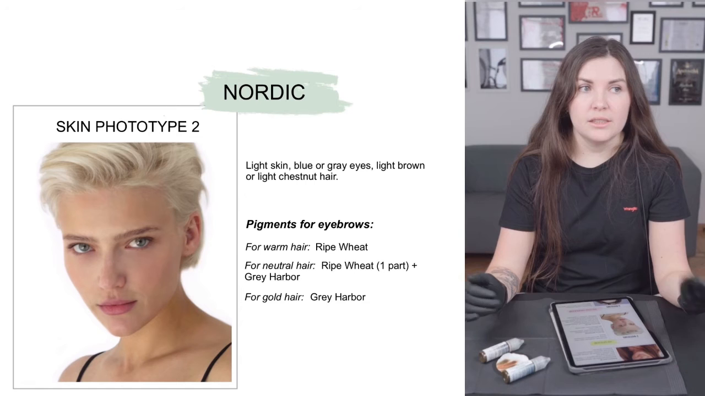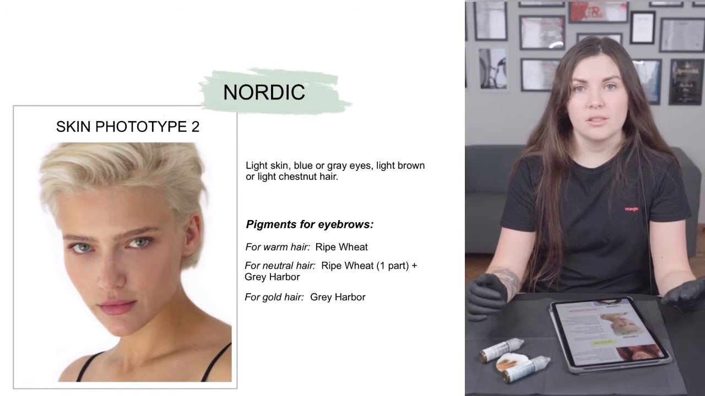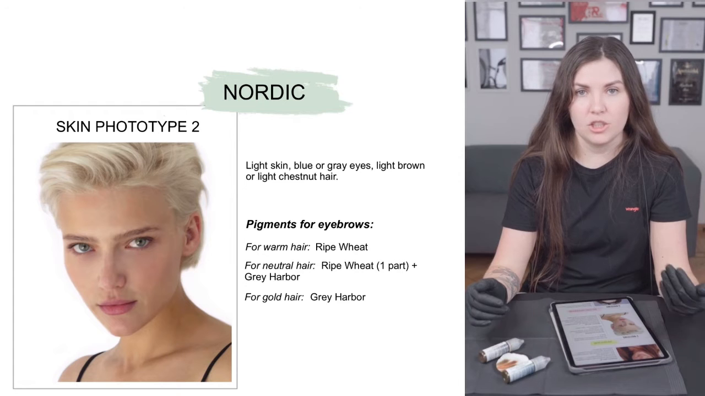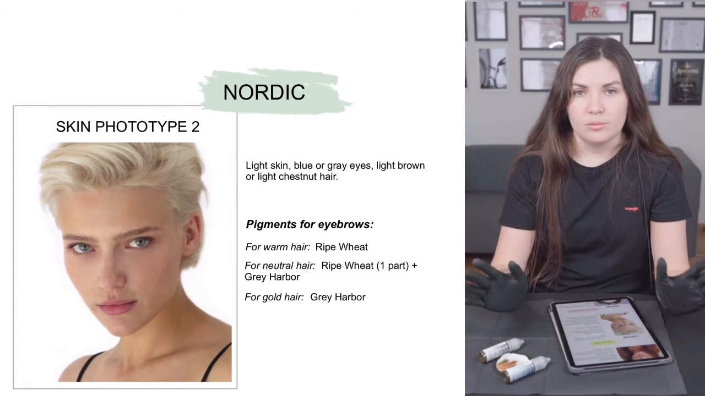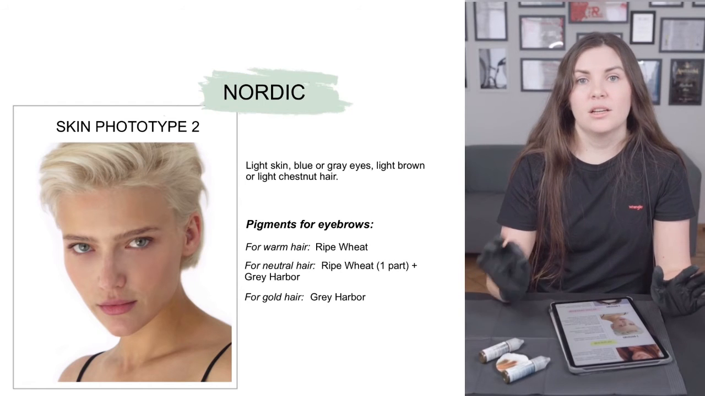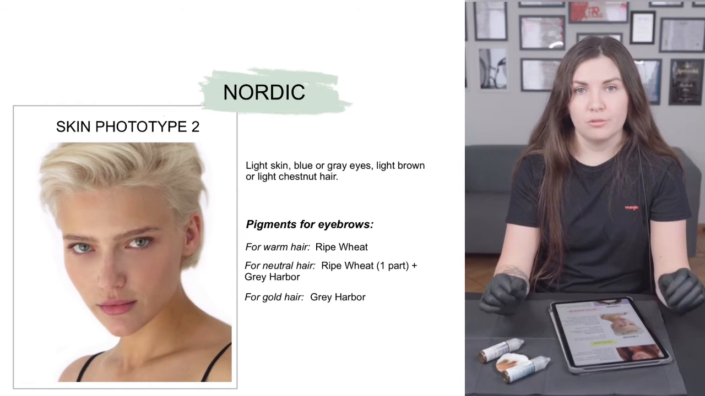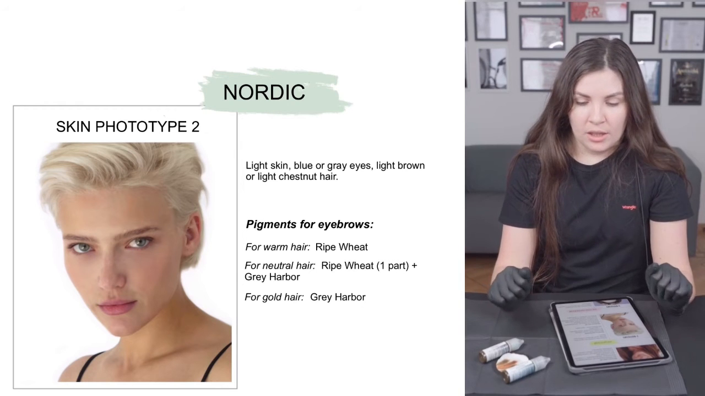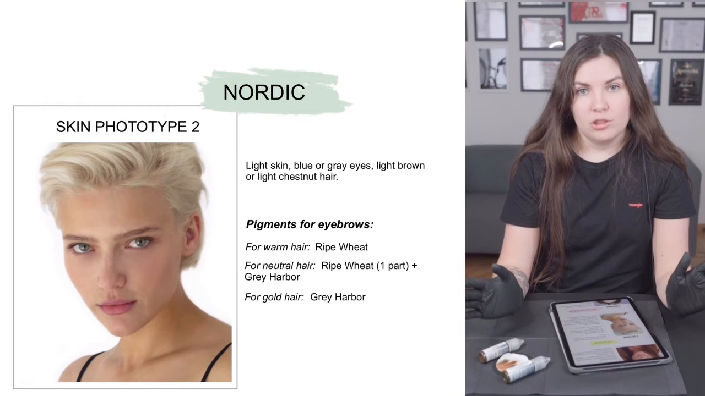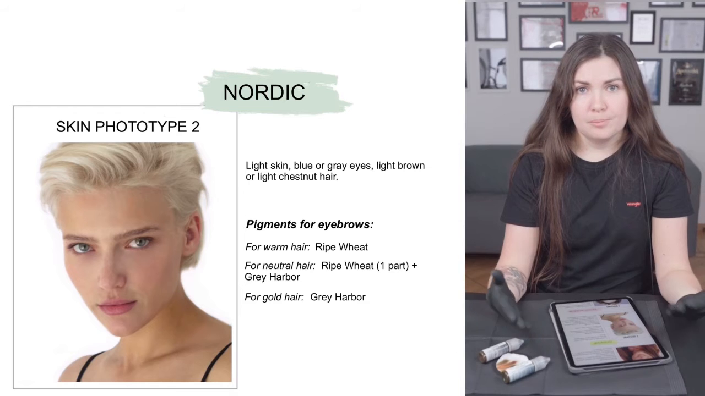You can add a corrector if, let's say, you see that the result after 1 month is cooler than what you need. In this case, you would add an orange corrector to the color. About 9 drops of color and 1 drop of corrector. That's about 10%. And you would have a warmer color to work with. And that's all for this phototype. Like I said, this one is an easy one.